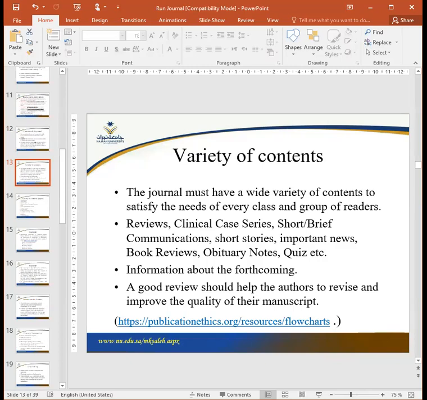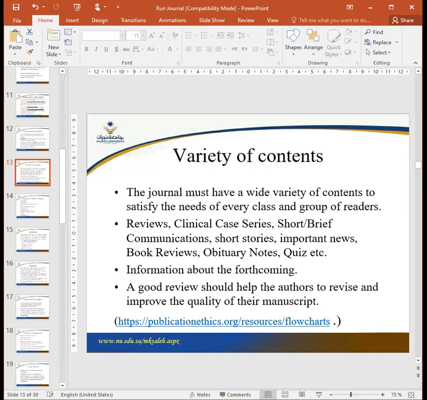The content can include reviews, clinical case series, short or brief communications, short stories, important news, book reviews, quizzes, etc. While comments from the readers should be encouraged and welcomed, a conference report could be quite useful and informative for many who for some reason cannot attend the meeting. And information about forthcoming important events, conferences, seminars, symposia could also be a very useful addition and informative for the reader.